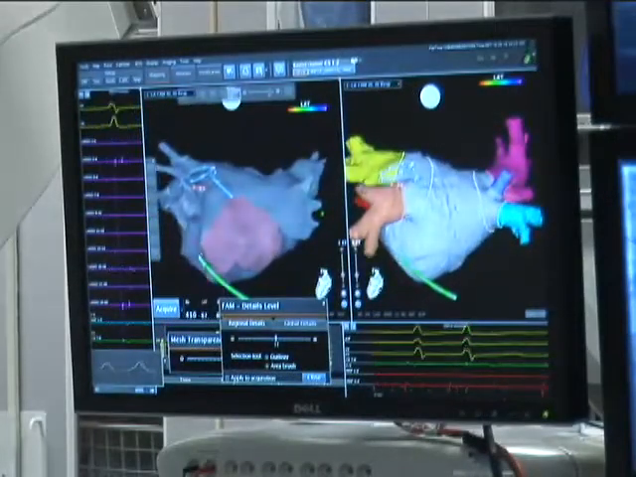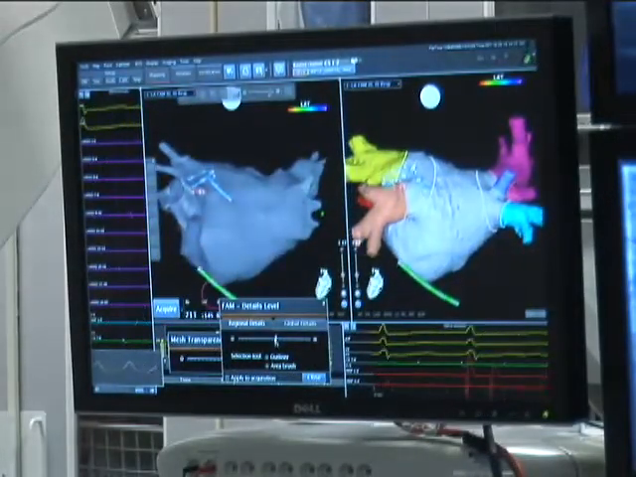Barium is injected into an oral gastric tube and the image is saved on fluoroscopy. This delineates the location of the esophagus, which should be avoided during the ablation. Some operators may use an esophageal temperature probe or esophageal catheter instead.